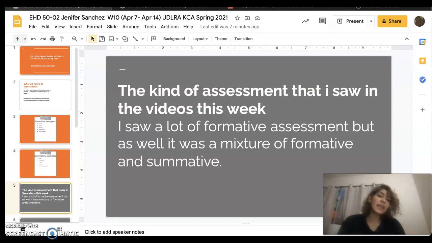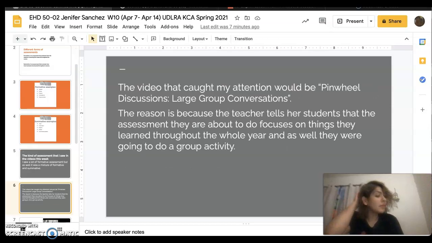The kinds of assessments that I saw in these videos throughout this week would be a mixture of formative and summative. But I believe one of the videos that executed this perfectly would be the pinwheels discussion, large group conversations. The reason why is because the teacher tells her students at the beginning of the class that what they learn from the beginning toward the middle is what they are going to need and understand towards the end.